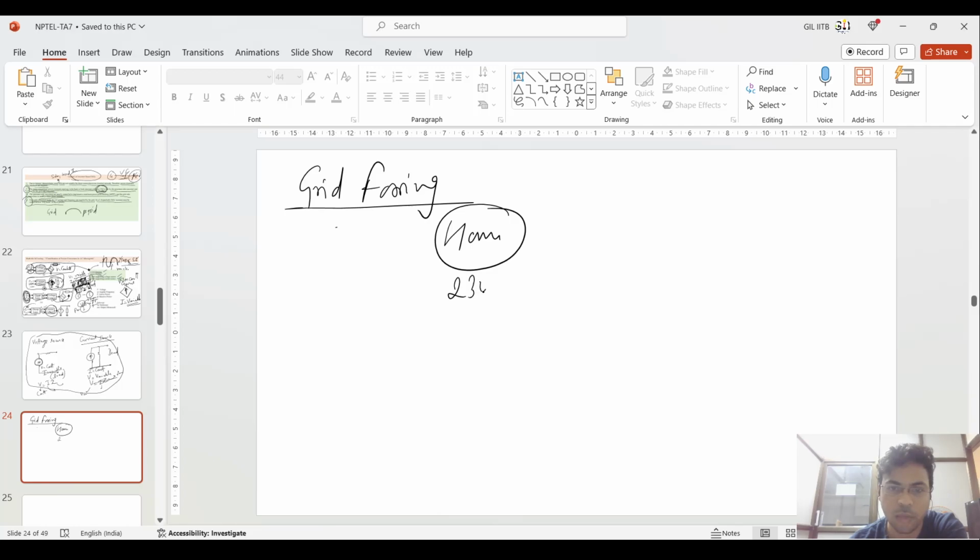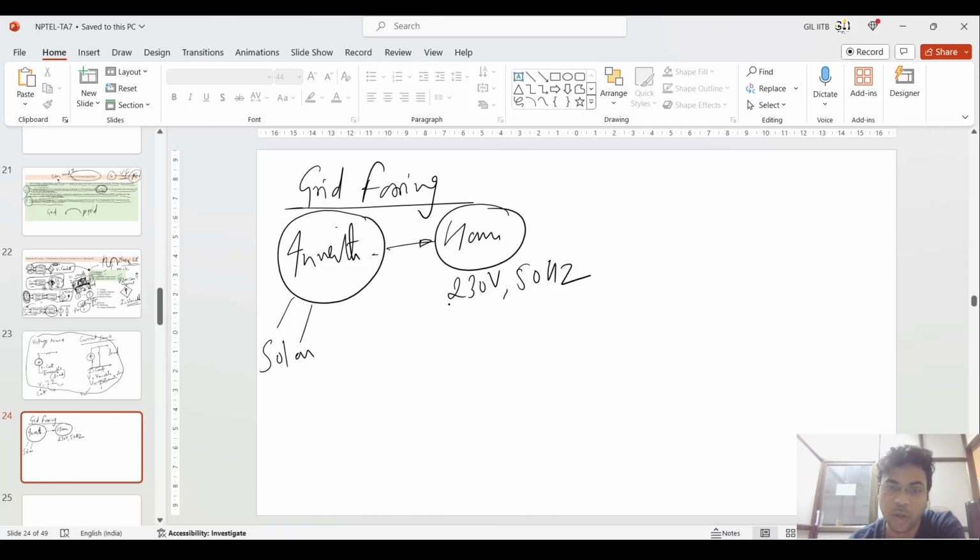Suppose you have a home and you need a DC voltage and 50 hertz supply, and you should generate. Suppose you have one inverter which is not connected to the grid. You have to generate certain power from the inverter, and you have one inverter which is connected to some solar, and you should give this power to this home.